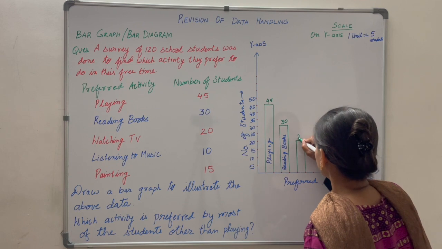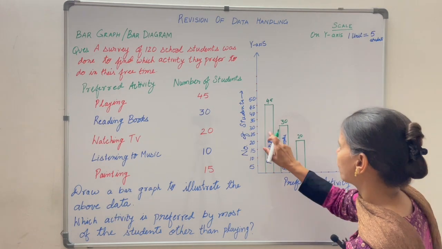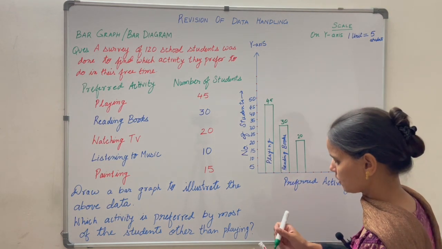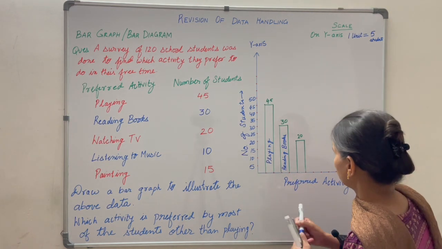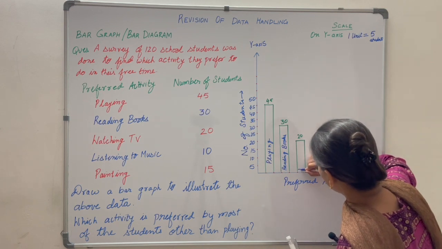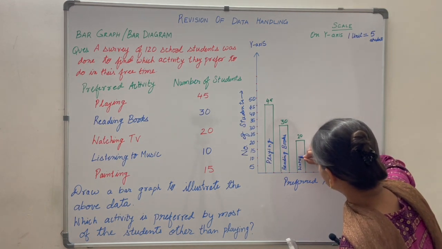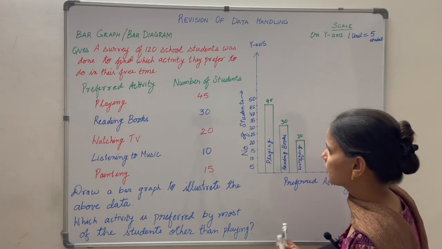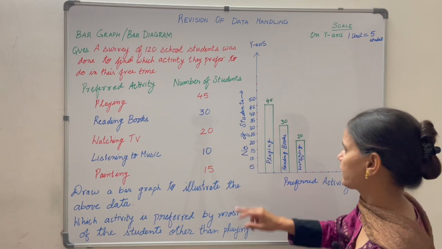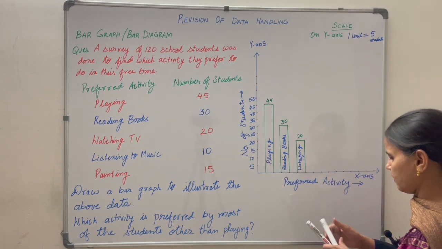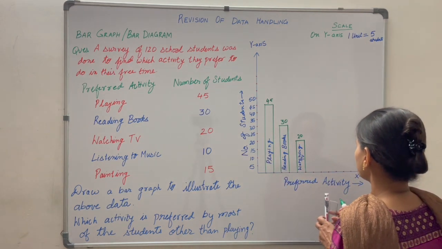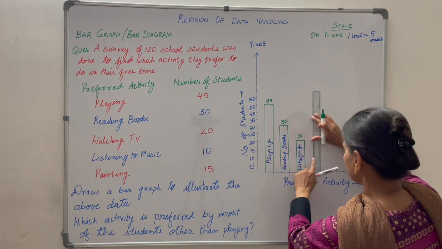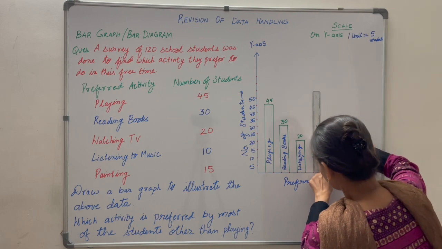This is 20. So I am making bars of 1 unit and the gap between each bar is also 1 unit. So this is watching TV. Next one is listening to music. Listening to music is 10. So let us mark it 10. 10 is here. This is your 10.